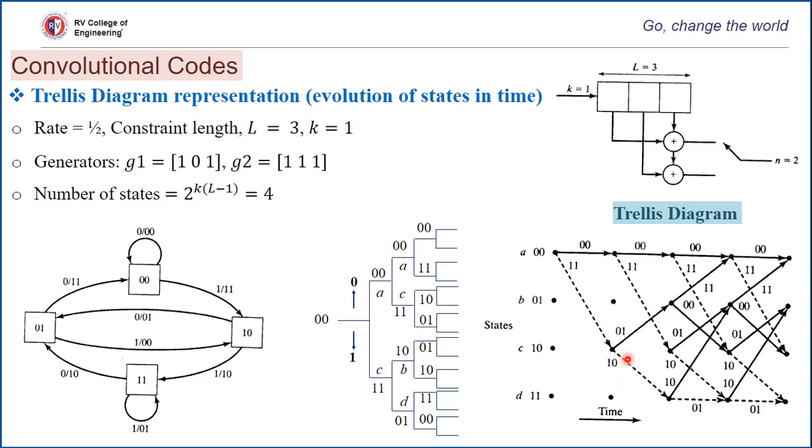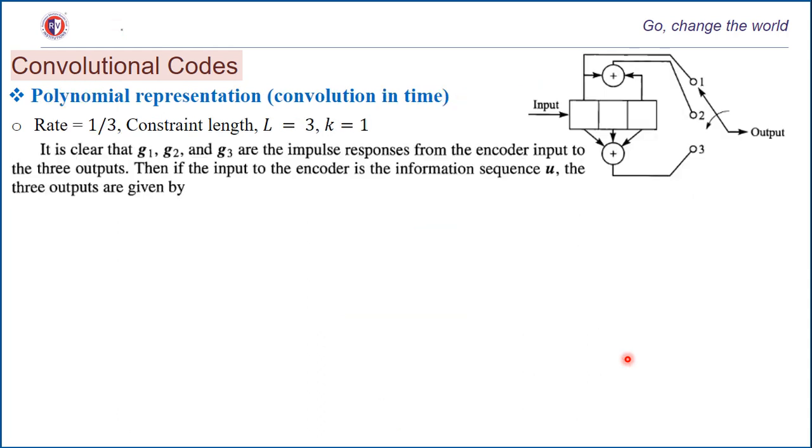Before we proceed to other examples, we'll complete this with another famous representation, used extensively in computers, which is the polynomial representation. As I said, this can also be seen as representing convolution in time. With a slightly different example, here I have considered a rate 1/3 convolution encoder with a constraint length of 3, and the input bit stream is processed bit by bit, and hence k is equal to 1.